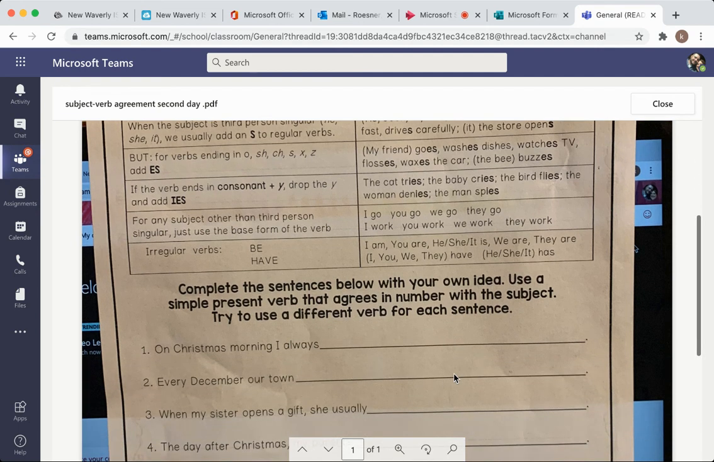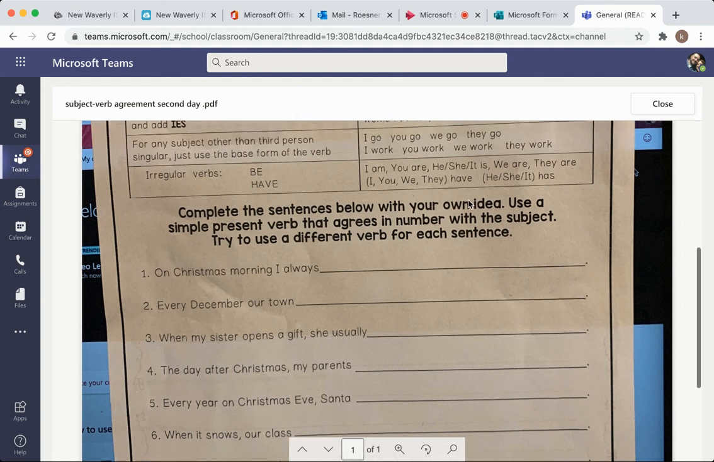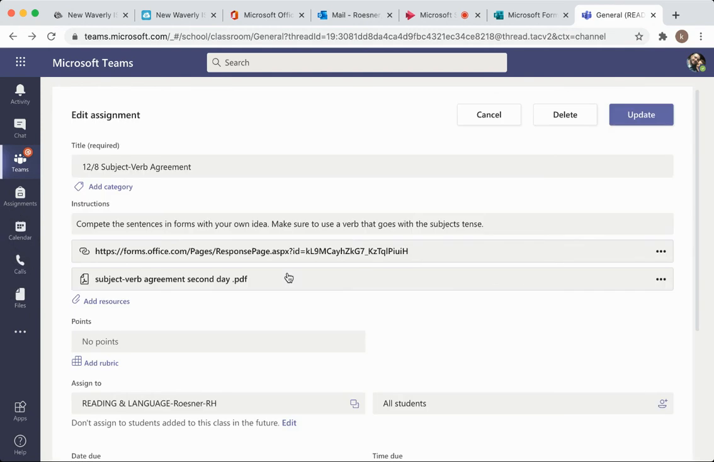You're going to complete the sentences below with your own idea. Use a simple present verb that agrees in number with the subject. Try to use a different verb for each sentence. So all you're adding on is the verb at the end to complete. Oops, I'm sorry. Well, let's go into forms and look at it.